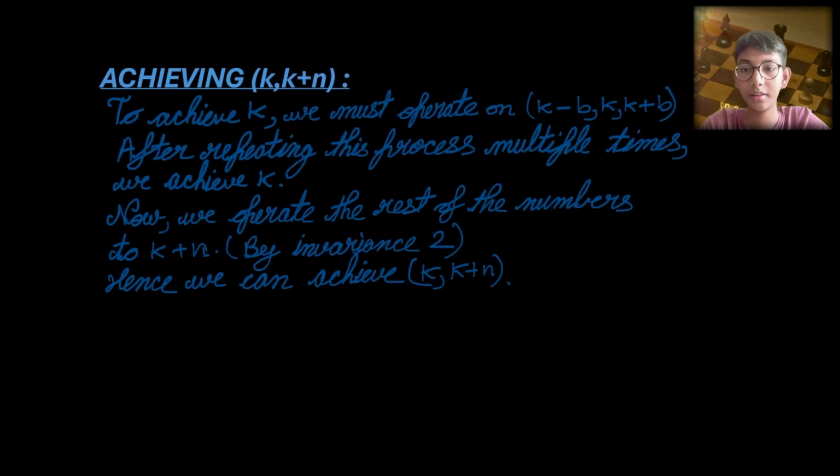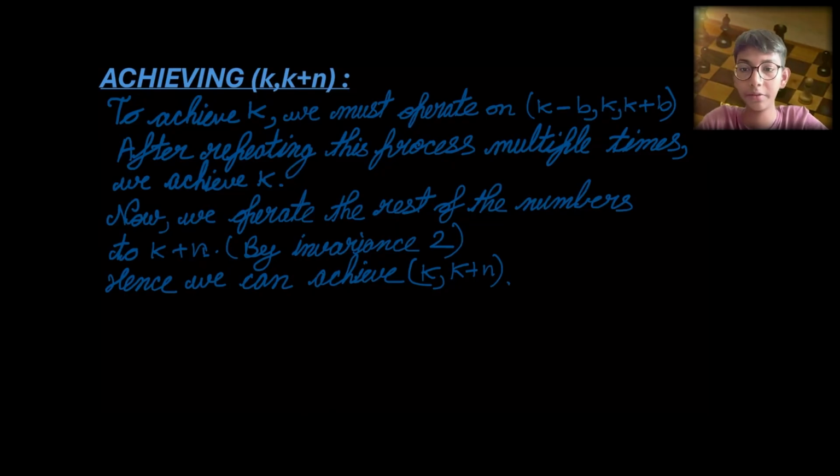Now let us look at the second part, which is achieving any pair p, q. And now we have proved that the difference of p, q has to always be n. So we can select a pair k, k plus n, and that would be sufficient to prove the statement. So to achieve k, we must operate on k minus b, k plus b, that are the consecutive terms in the sequence. And after repeating this process a sufficient number of times, we will achieve k.